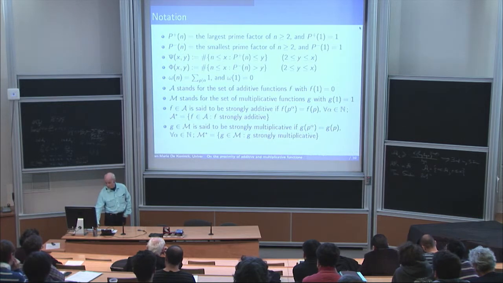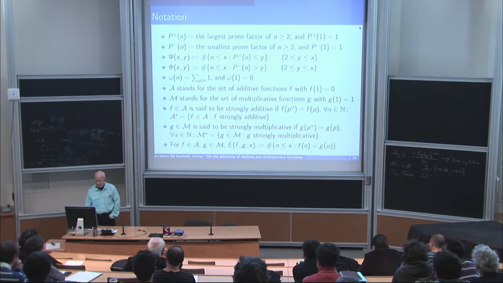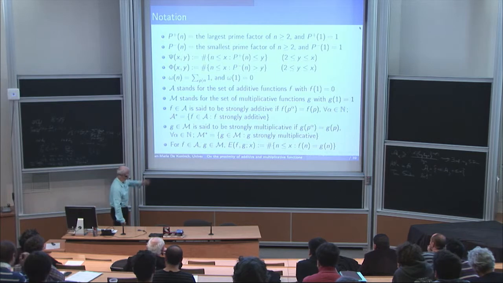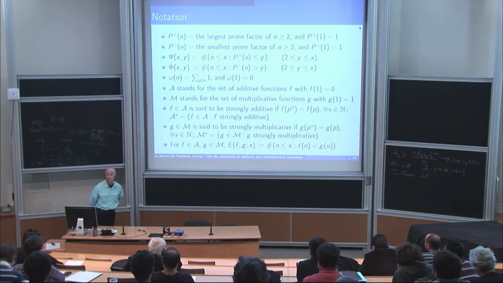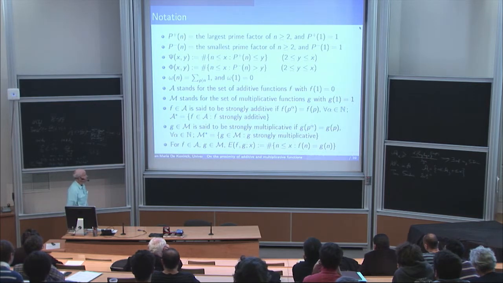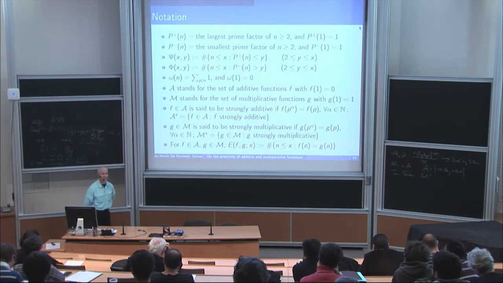Okay, so what will interest us today is a counting function. Say you are given an additive function and a multiplicative function. You want to count how many n's up to x are such that f of n is equal to g of n. Okay, I think it is a very clear definition. So we will be interested, of course, to find those functions f and g for which E is somewhat large.